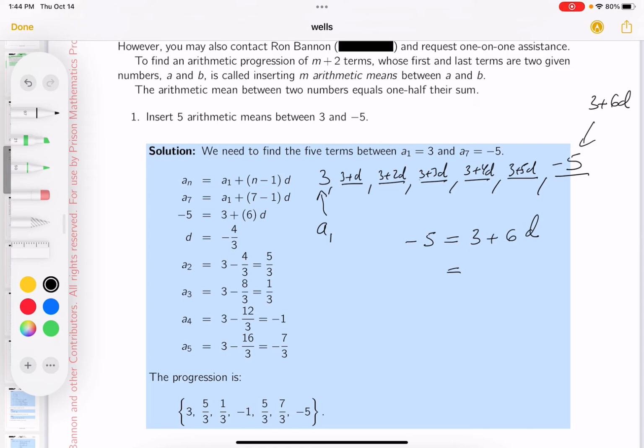Of course, when I write this down, I'm going to try to figure out what D is now. D is important, because if I know D, I know all those terms in between. So this would be minus 8 is 6D. I would divide both sides by 6. You're going to get D equals minus 8/6. I like to write that a little simpler. That's going to be minus 4/3, right?